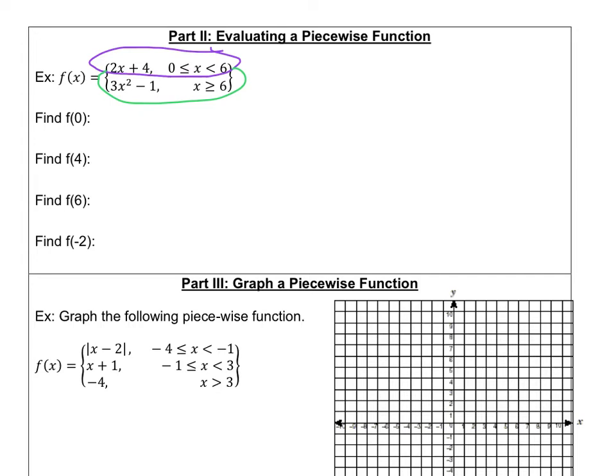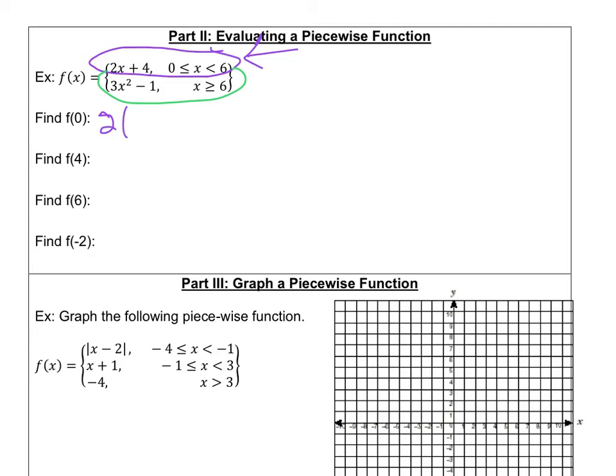So if I want to find f of 0, I have to figure out what interval 0 fits into. So let's look at these intervals. 0 would be between 0 and 6, because this inequality says that x is greater than or equal to 0 and less than 6. So 0 fits between those two inequalities. So I'm going to plug it into this first equation.